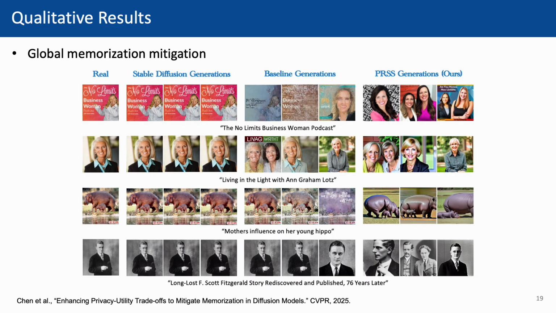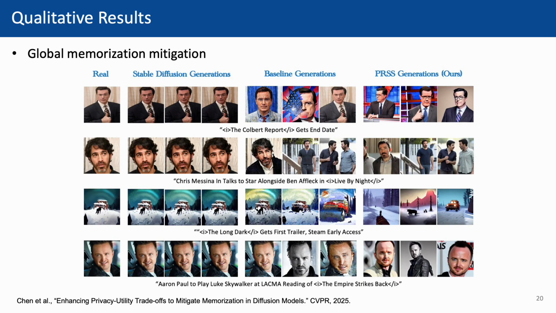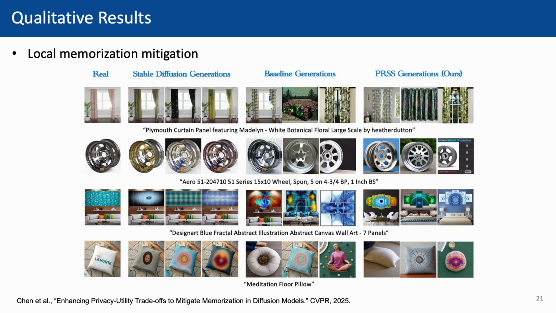Here are some qualitative results demonstrating that our proposed PRSS is able to reduce memorization while still preserving high utility, producing images that are both novel and faithful to the user's prompt. In contrast, existing baselines often suffer from poor text alignment or fail to effectively prevent memorization. These are some examples of global memorization scenarios. And these are examples of local memorization scenarios.